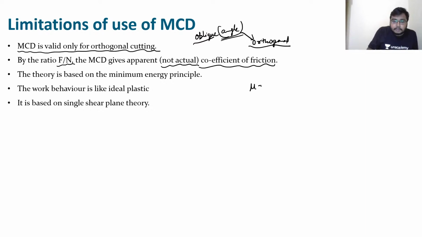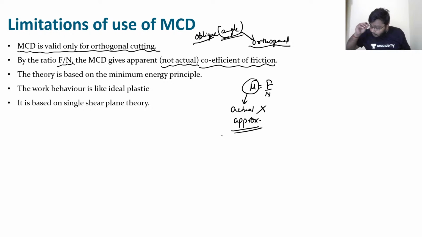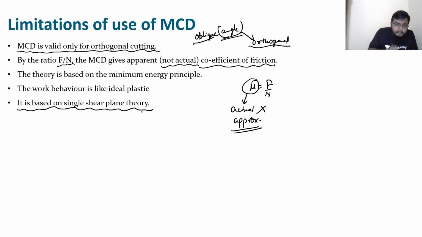So we have seen that mu is equal to F by N. So this mu is not actual. This is approximate, right? Sir, why is this approximate? Because there is another assumption. It is based on single shear plane theory.